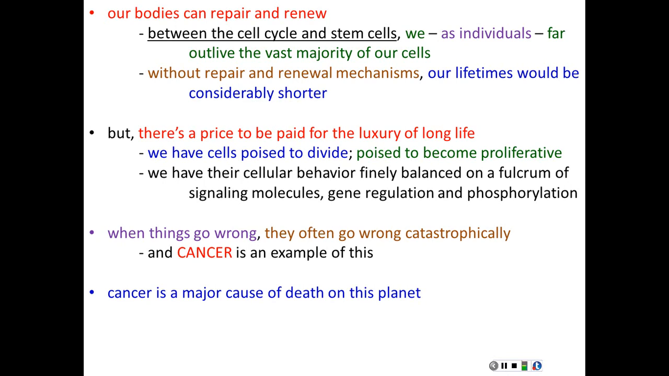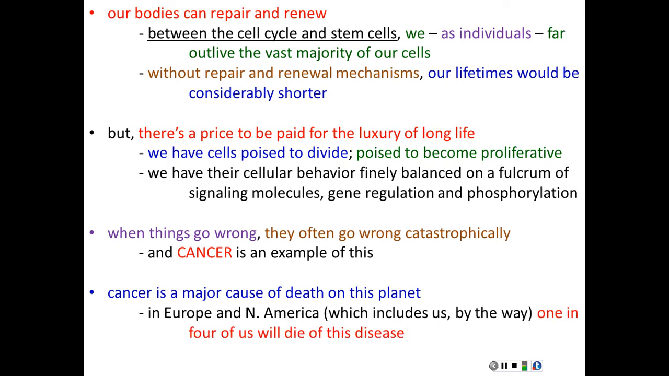The majority of people who die in this country will be dying of cancer in 4 years from now. In Europe and North America, which includes us, 1 in 4 of us will die of cancer. 25% of us now, without those projections, will pass away of cancer. Cancer is, at its essence, a disease of aberrant cellular behavior and a breakdown of cellular rules.